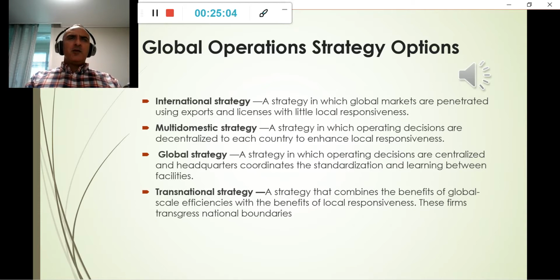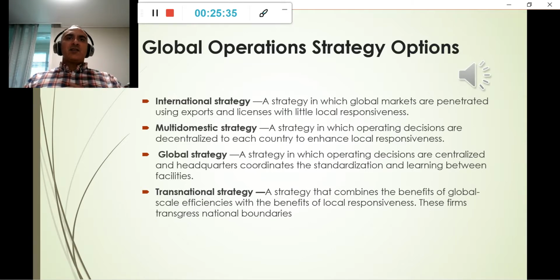Then we have the global strategy, which is in this case where decisions are centralized and HQ coordinates everything. So in this case, for example, the case of Kia, they have a lot of centers. They do have production in other countries, but they all follow the products of the HQ, all the orders of the HQ. So in one, we give autonomy to respond locally. In global strategy, we control everything from the center.